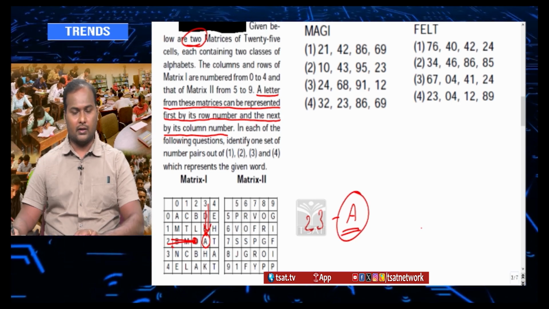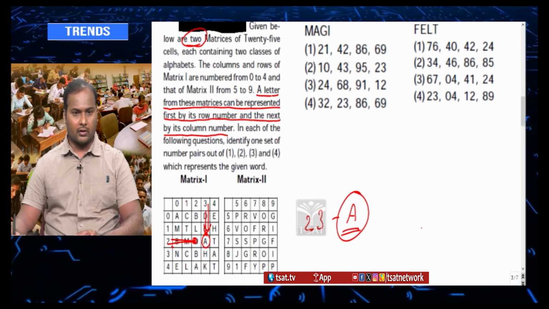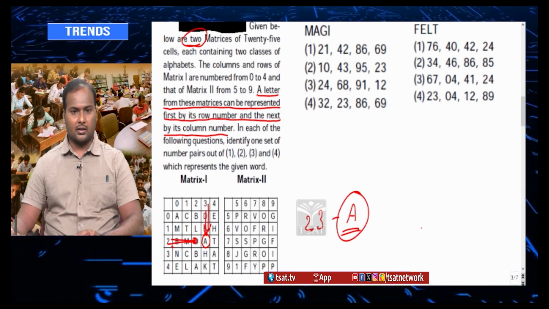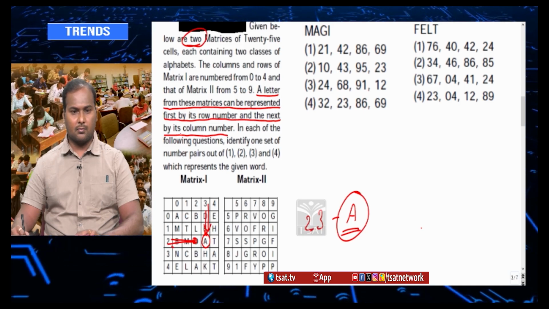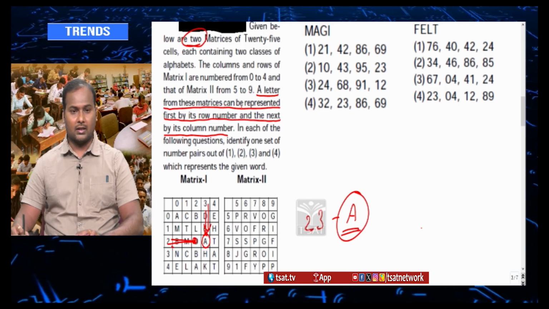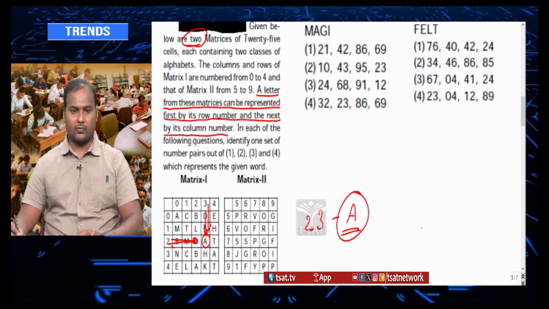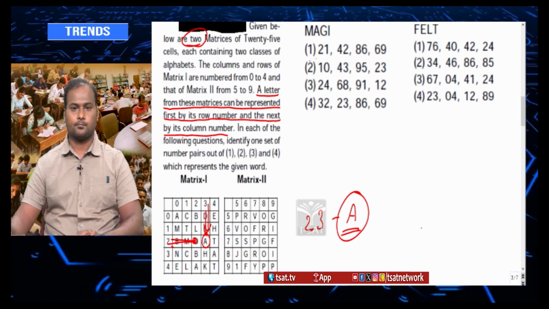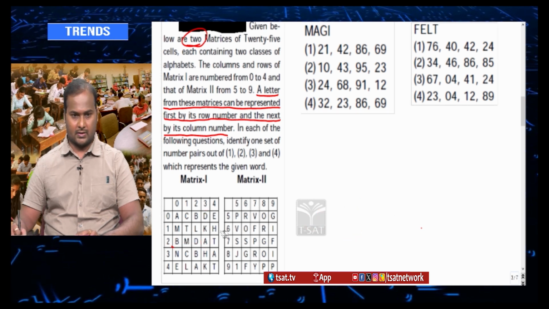The student has to be careful here. Why? Because sometimes in the exam, he will change this wording. He will say that a letter from these matrices can be represented first by its column number and then by its row number. Like that also he may ask in the exam. So we need to be careful. So we now know how a letter is represented.